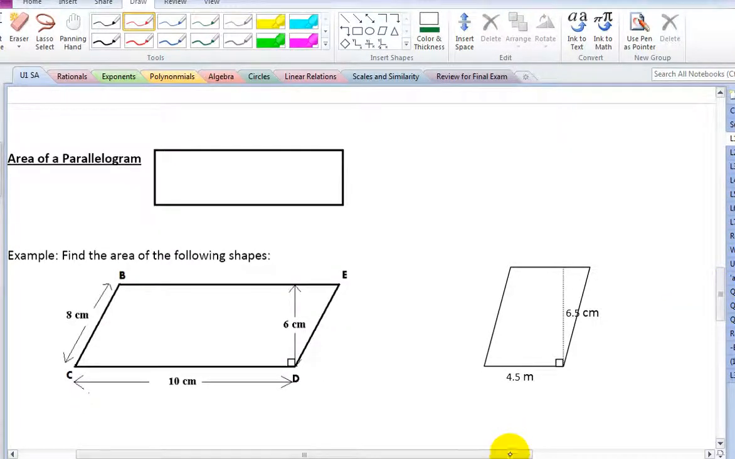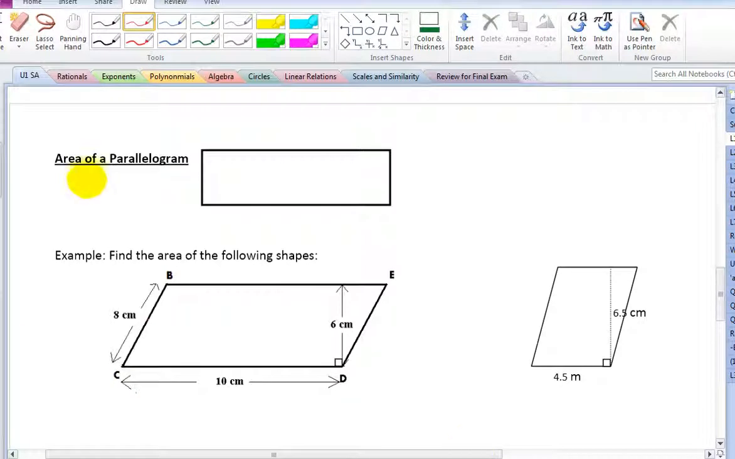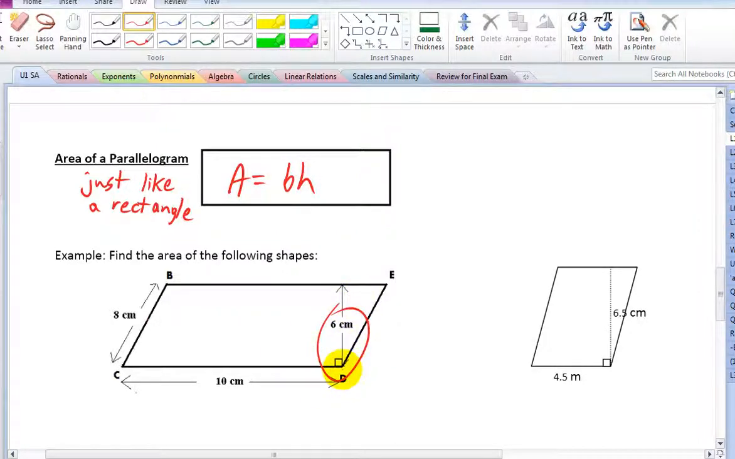A parallelogram, you might see it once in a while. It's just like a rectangle, except instead of length times width, they go base times height. So you've got to look for 90 degrees. So this here is not needed. You don't need that measurement right there.